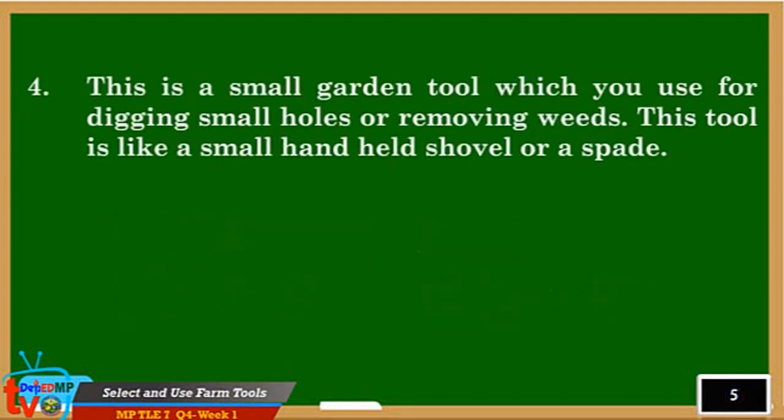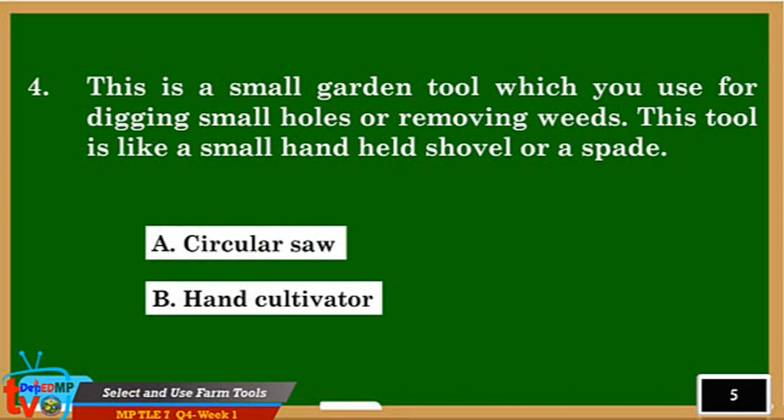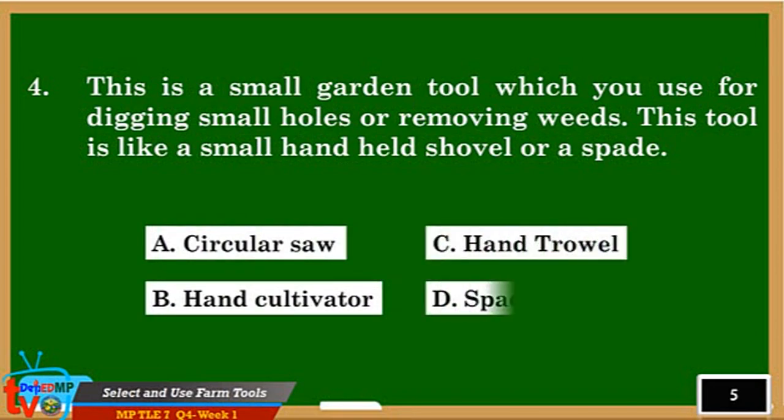Number 4. This is a small garden tool which you use for digging small holes or removing weeds. This tool is like a small handheld shovel or spade. A. Circular saw. B. Hand cultivator. C. Hand trowel. D. Spading fork.